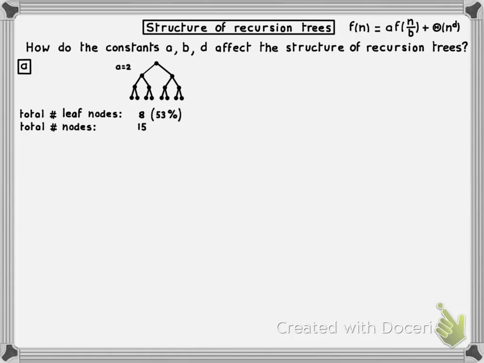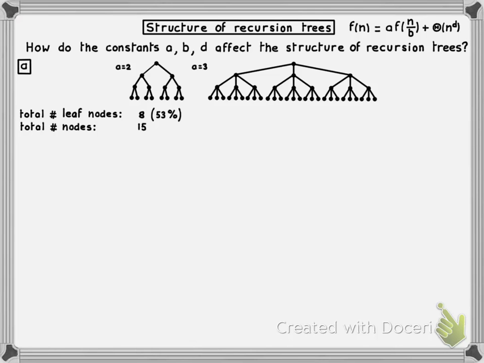So what happens when A gets larger? Let's look at the case where A is equal to 3 and the depth of the tree, that is the number of levels in the tree, is the same as in this smaller example. So let's count the number of leaf nodes. We have a total of 27 leaf nodes and a total number of nodes in the whole tree equal to 40. So the first observation is that as A gets bigger, the total number of nodes gets bigger, and also the proportion of the nodes that are found at the leaf level went up from 53% to 67%.